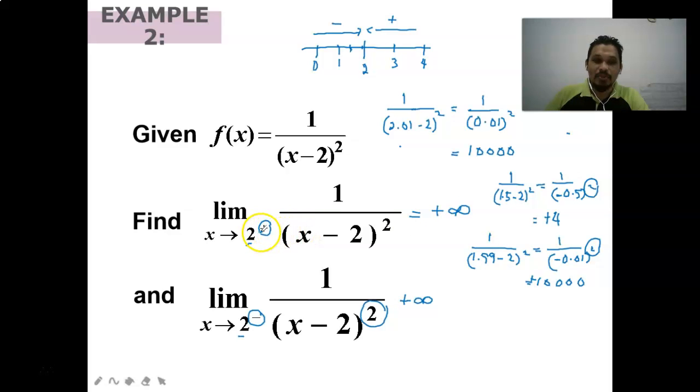So the limit as x approaches 2 from the right side is equal to positive infinity. X approaching 2 from the left also gives us positive infinity. Then the limit as x approaches 2 of the function f(x), 1 divided by (x minus 2) squared, is undefined.